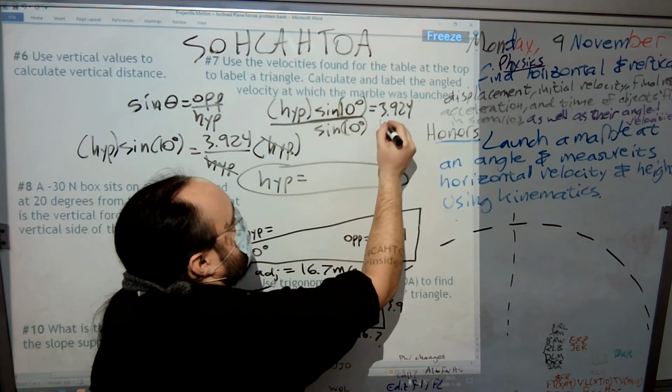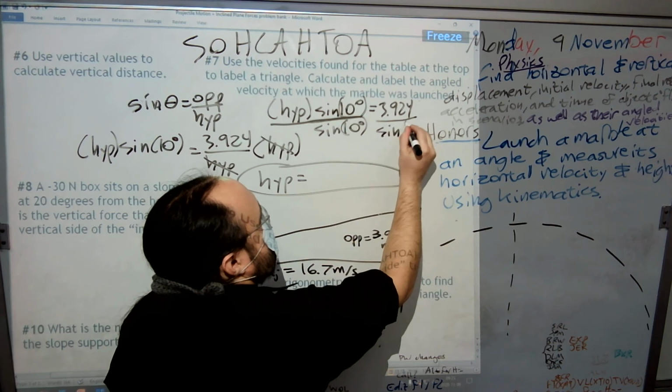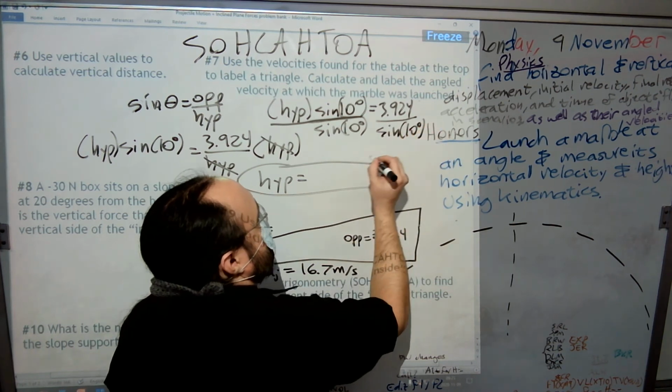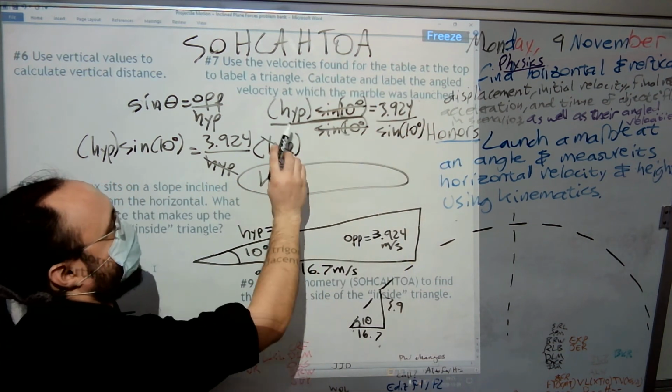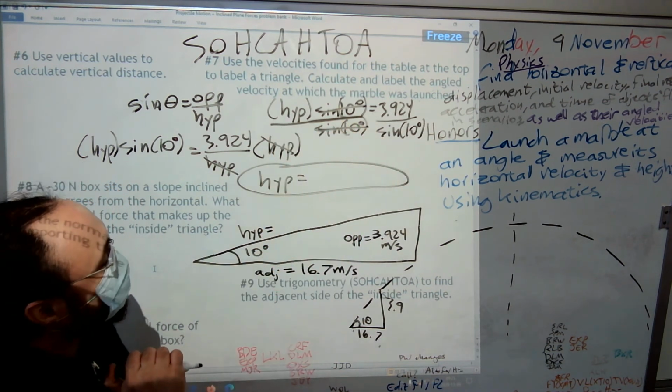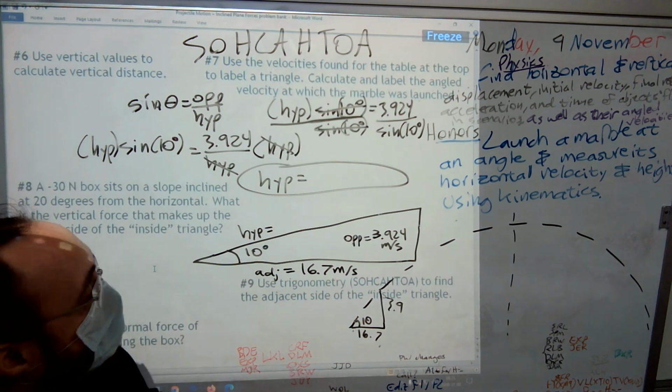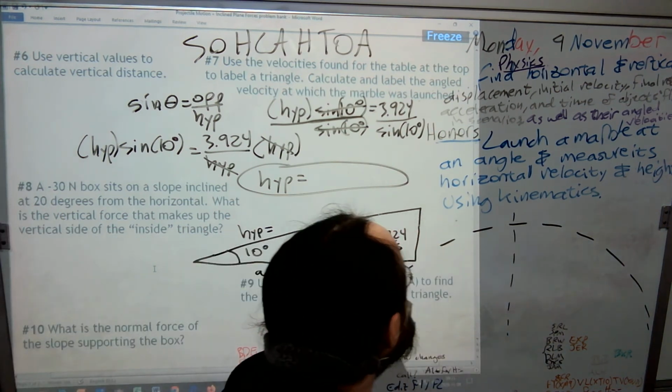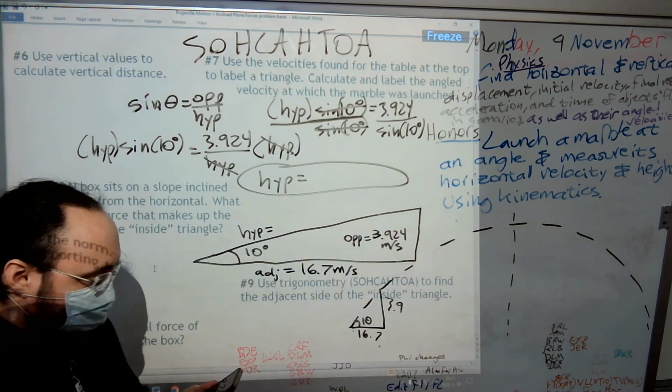So it says times sine of 10. I'm dividing both sides by sine of 10. One on top, one on bottom. So on the left, it says hypotenuse equals. Now that these are gone, I just got to put that in the calculator. So what we got? 3.924 divided by sine of 10.